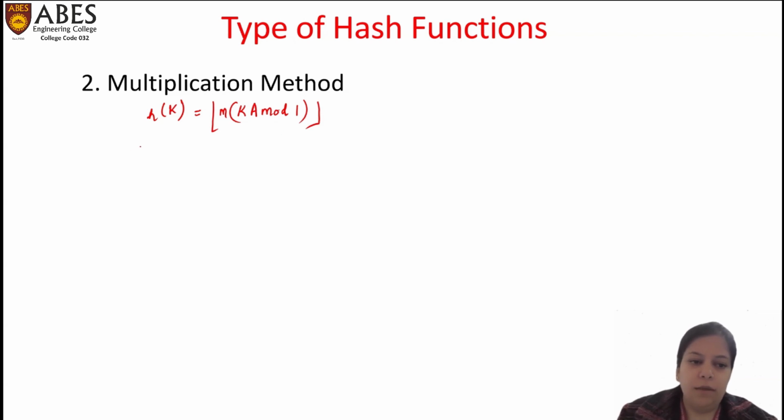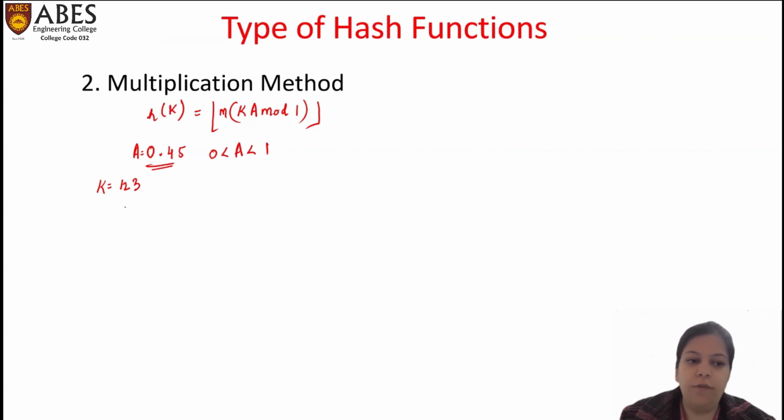So suppose we have a constant A, which has a value of 0.45. We have to keep in mind that the value of A will always be between 0 and 1. Right. So suppose we have taken the constant as 0.45, and we want to map 123. The value of the key is 123, and we want to map this to the hash table.